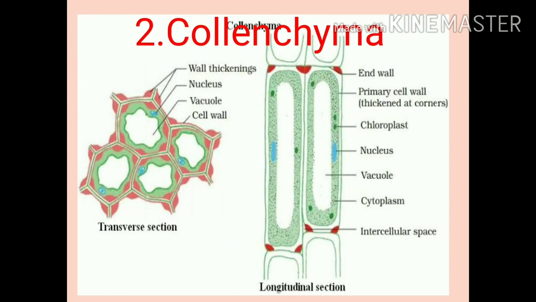Let us talk about the second type of simple permanent tissue, that is collenchyma. The flexibility in plants is due to this permanent tissue. It allows bending in various parts of the plant like tendrils and stems of climbers without breaking. It has thick cell walls, so it gives stiffness and flexibility to the plant parts.